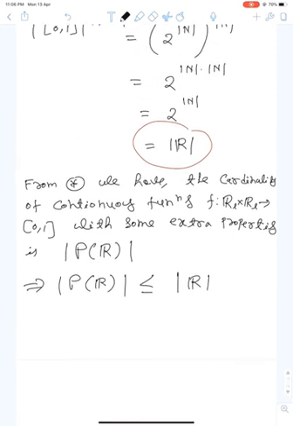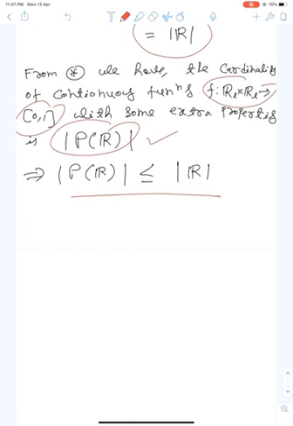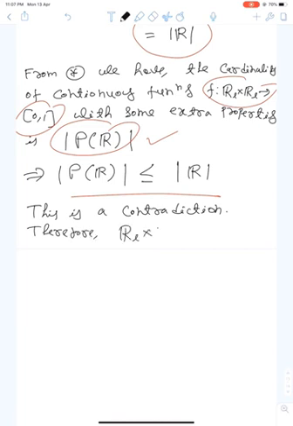Why? Because here we get the cardinality of the continuous functions from RL cross RL to {0,1} with some extra properties is this, and we have seen that the cardinality of all continuous functions from RL cross RL to {0,1} without any extra properties is the cardinality of R. That means we have this, but this is a contradiction. Therefore, RL cross RL is not normal.